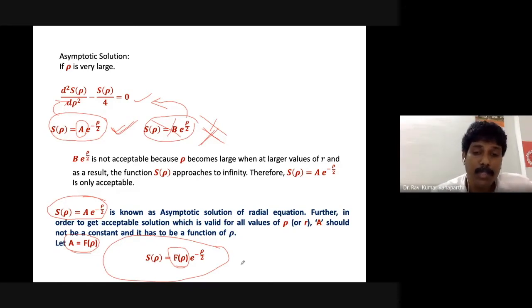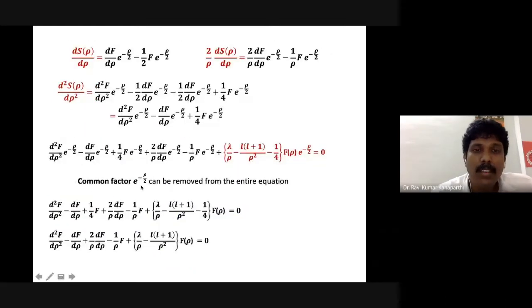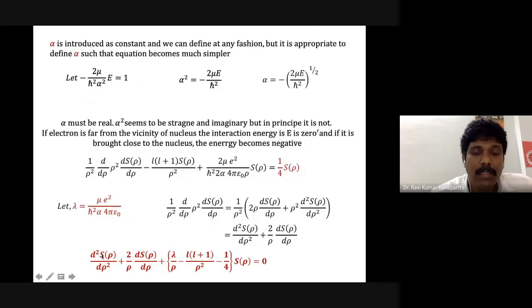Now, if this is the solution, then this should satisfy the differential equation. What is the differential equation? We got the differential equation in the previous class. This is the differential equation: d square s of rho by d rho square plus 2 by rho ds of rho by d rho plus lambda by p minus L into L plus 1 upon rho square minus 1 by 4 of s of rho is equal to 0. Okay, now we are assuming that s of rho is nothing but f of rho multiplied by e to the power minus rho by 2.